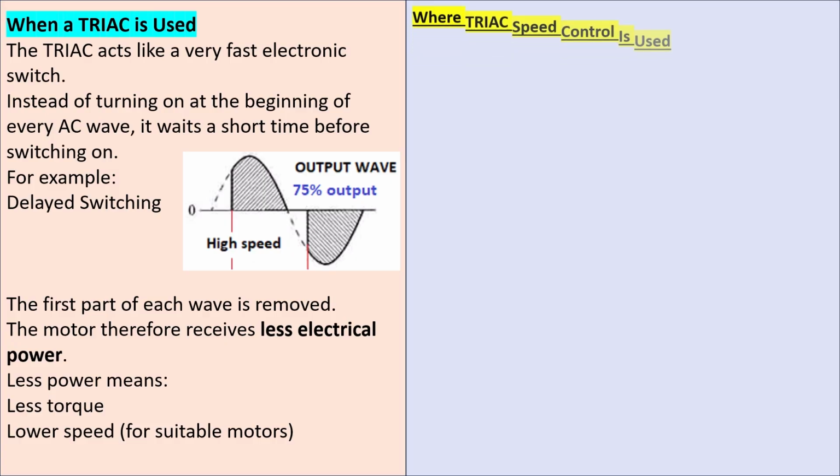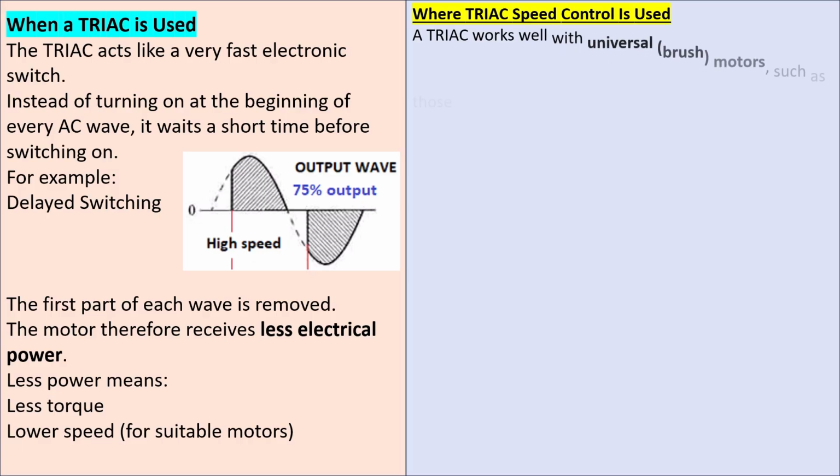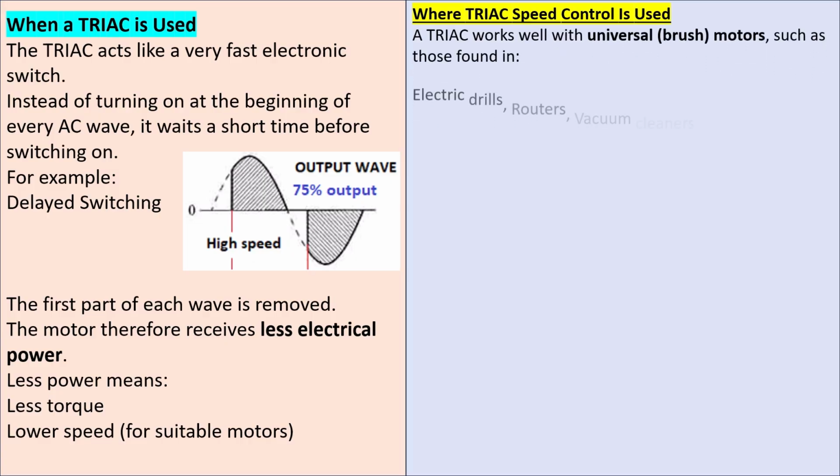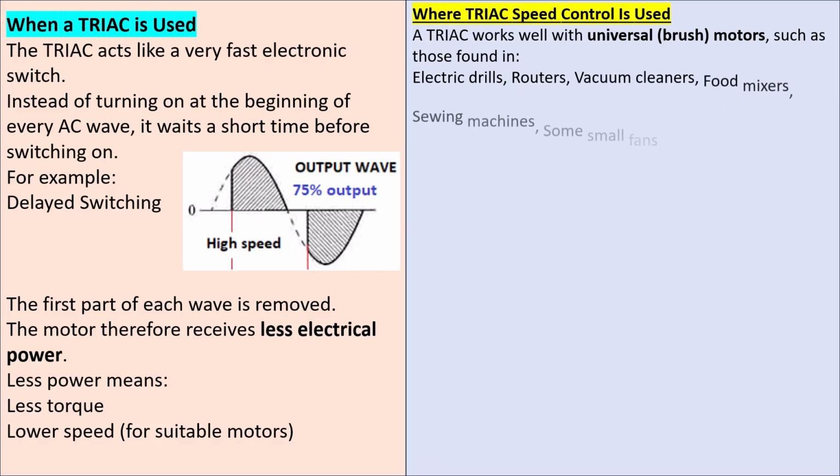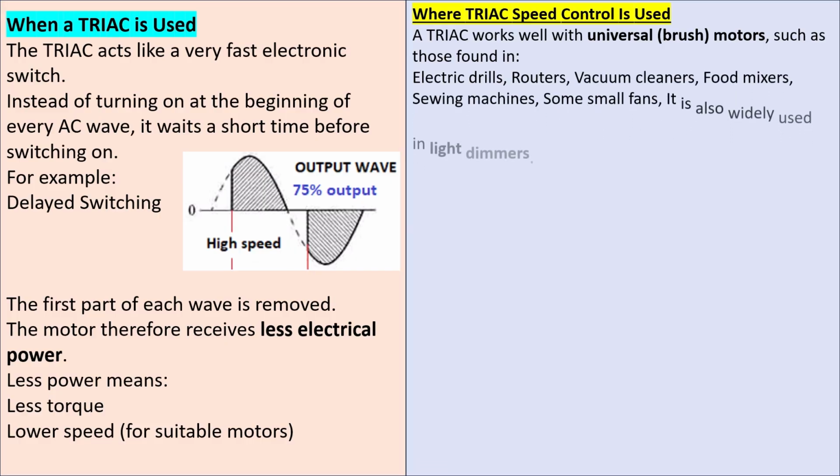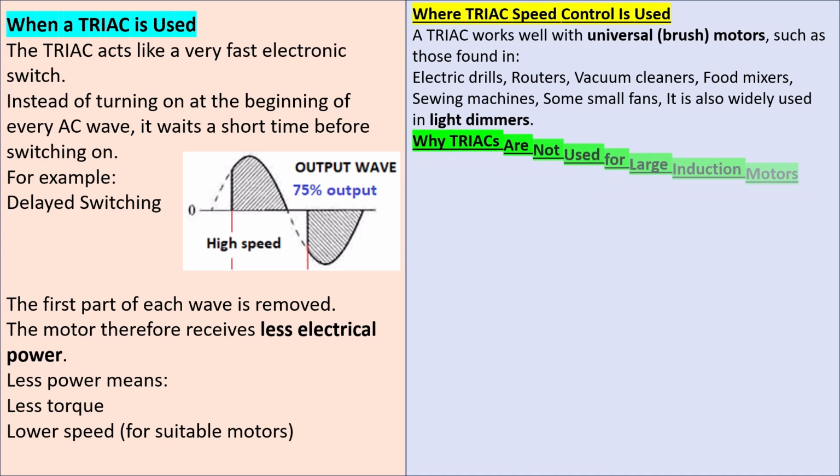Where triac speed control is used. A triac works well with universal brush motors such as those found in electric drills, routers, vacuum cleaners, food mixers, sewing machines, some small fans. It is also widely used in light dimmers.